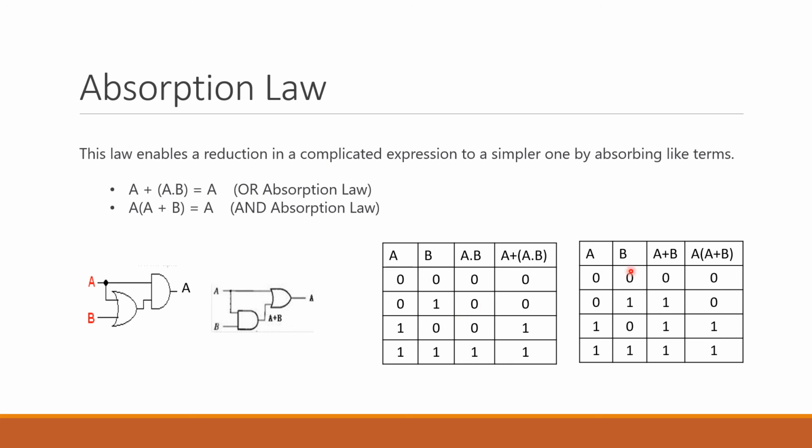This is the truth table for the OR absorption law. This is the truth table for the AND absorption law. So we get the left hand side, that is A plus A dot B, values 0, 0, 1, 1. This is equal to the value of A. And in the same way the values of A into (A plus B) equal 0, 0, 1, 1. This value is equal to the value of A.